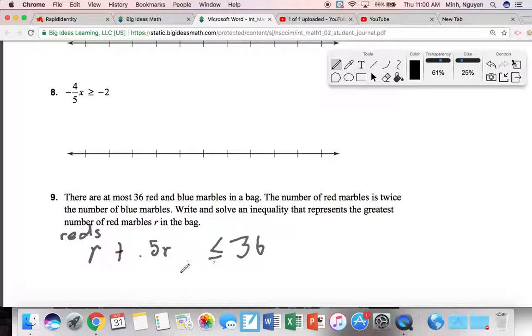Let's see. Write and solve an inequality that represents the greatest number. So we've got 1 point, so this is a 1, because if there's nothing there, you just have 1. 1.5 R is less than or equal to 36. You'll use your handy-dandy calculator, because I honestly don't know how to divide by 1.5. I just have to use a calculator for that. 36 divided by 1.5. R is less than or equal to 24. So at most there can be 24 red marbles.